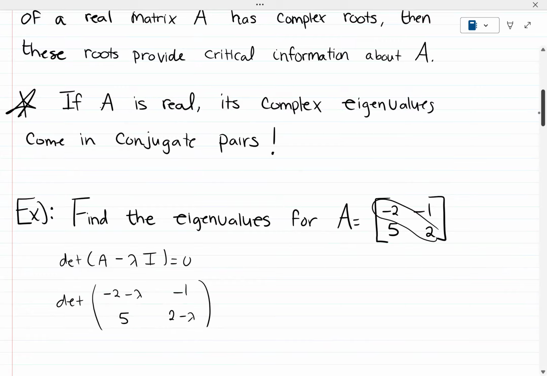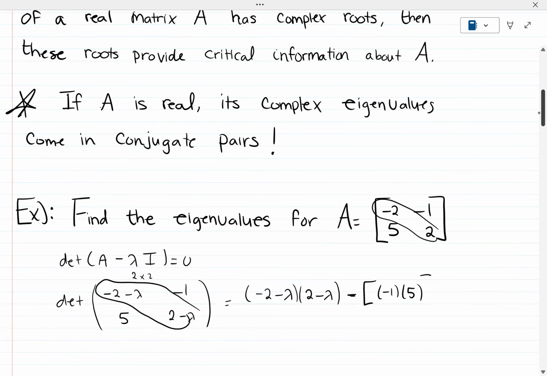So what we do next is we take the determinant. How do you take the determinant of a 2 by 2? It's pretty simple: major minus minor. So it's this whole thing times this, minus negative 1 times 5. That would be expressed as negative 2 minus lambda times 2 minus lambda, minus the bracket negative 1 times 5, equals 0.